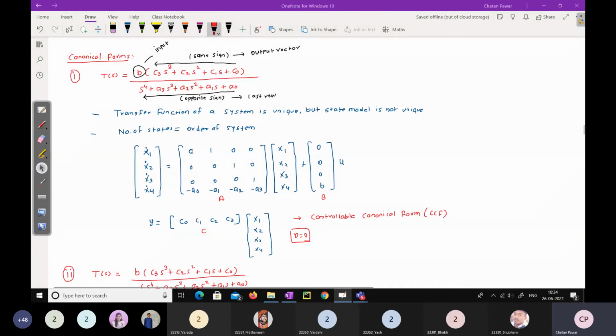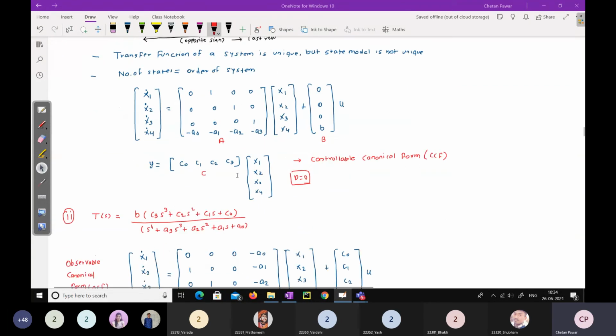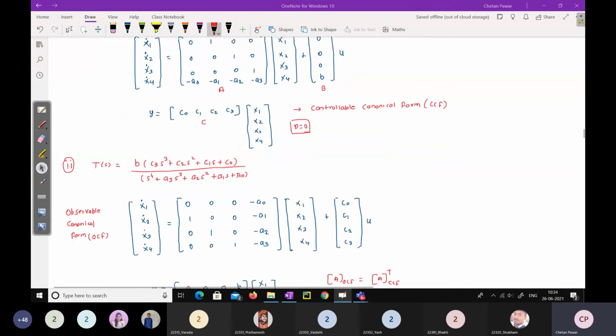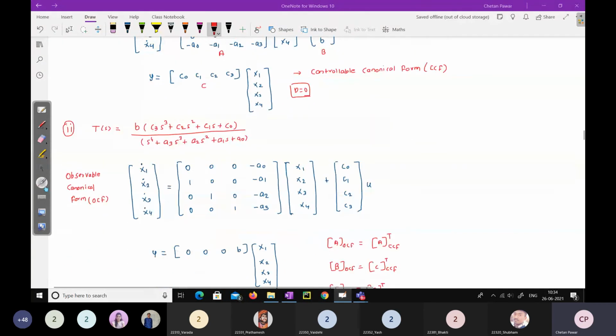So what is this form? This particular form of state space representation is called a controllable canonical form. So what is meant by controllable and what is meant by observable? When we study observability, we will explain both concepts. But for the time being, just see what the forms are.